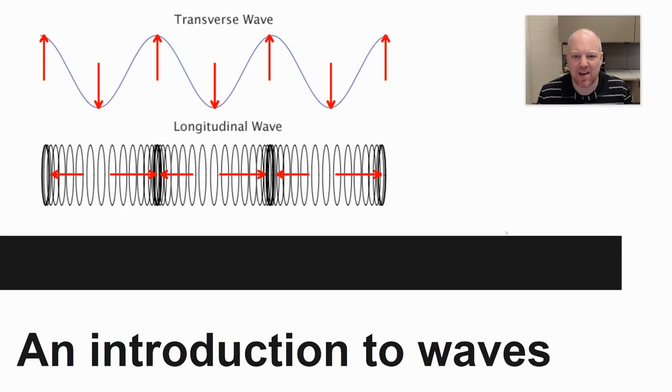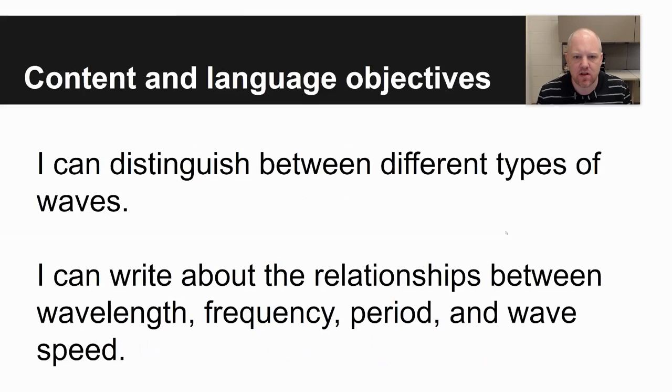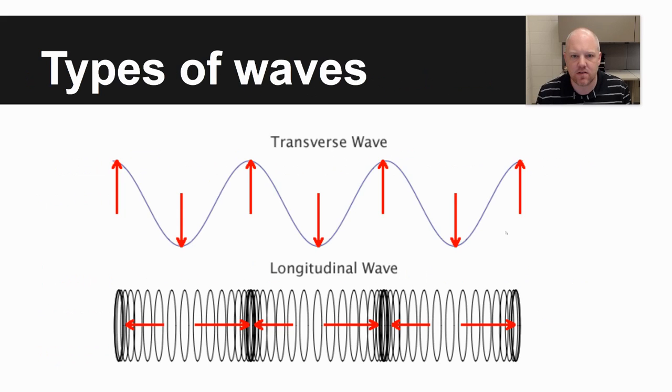Hello, in this video I'm going to provide an introduction to waves, including different types of waves, as well as how to calculate velocity, wavelength, frequency, or period of waves. First off, the content and language objectives. A content objective is I can distinguish between different types of waves. Language objective is I can write about the relationship between wavelength, frequency, period, and wave speed.